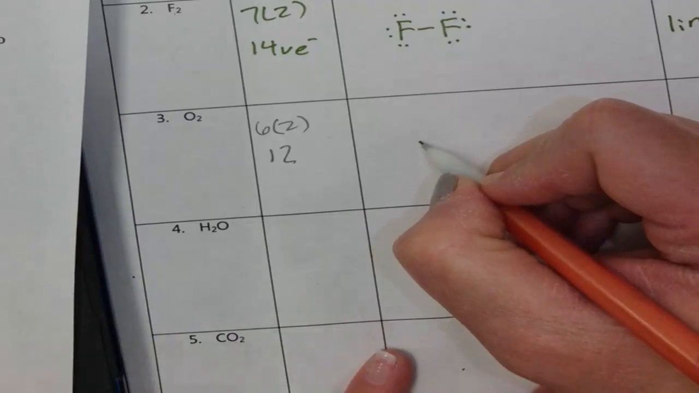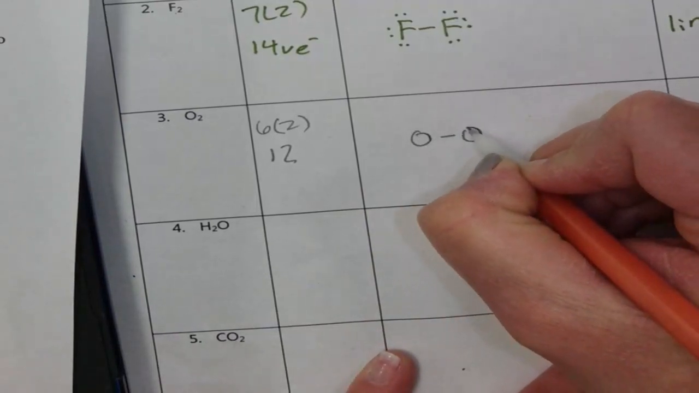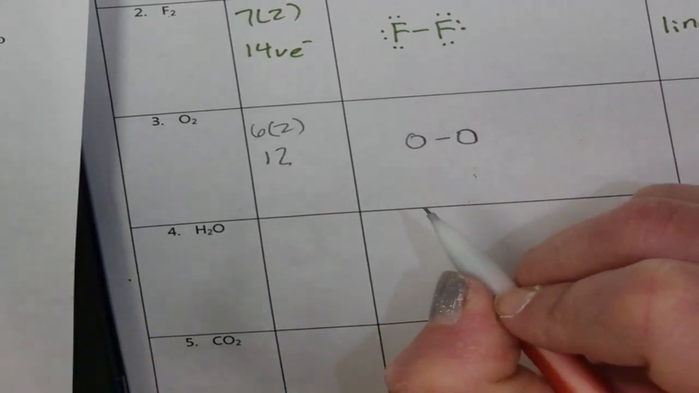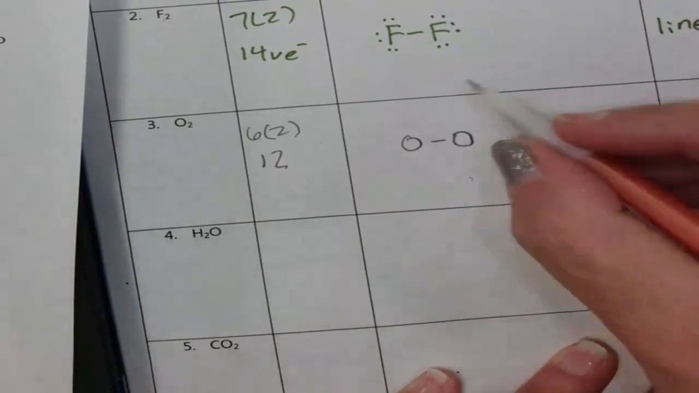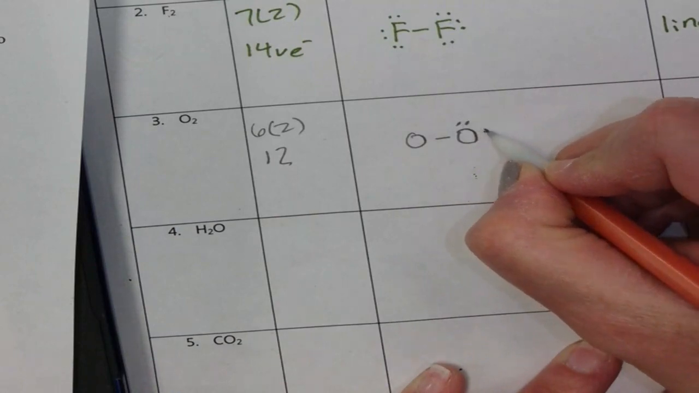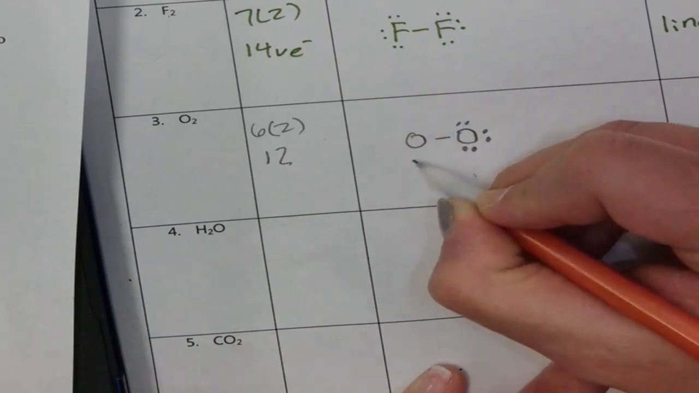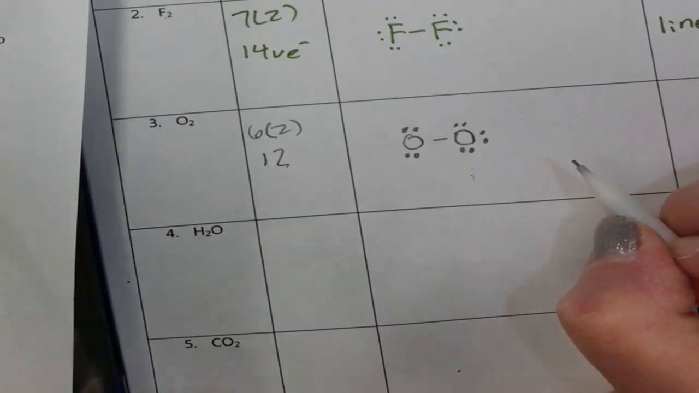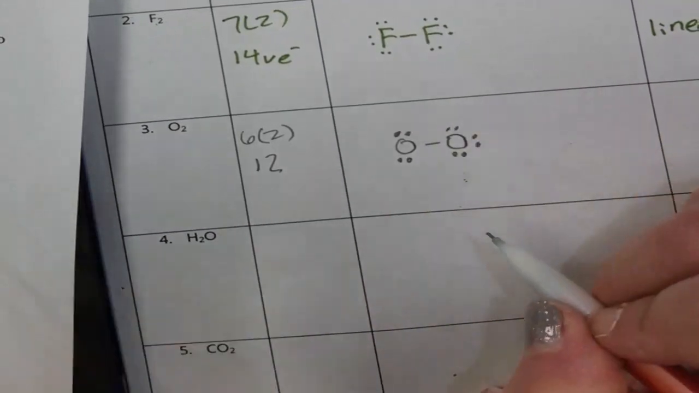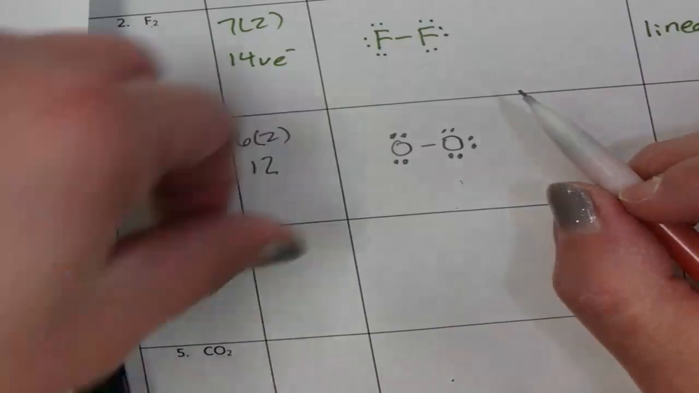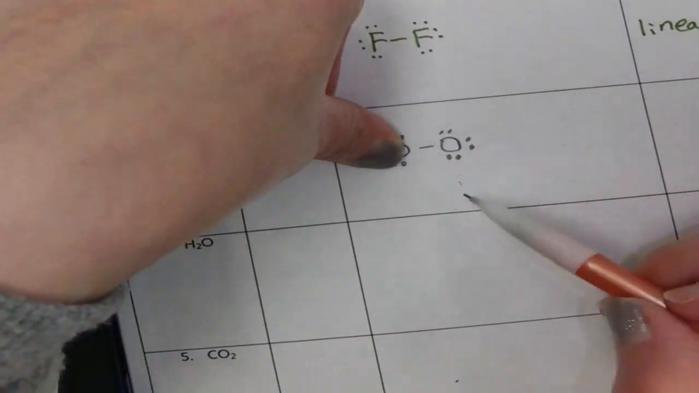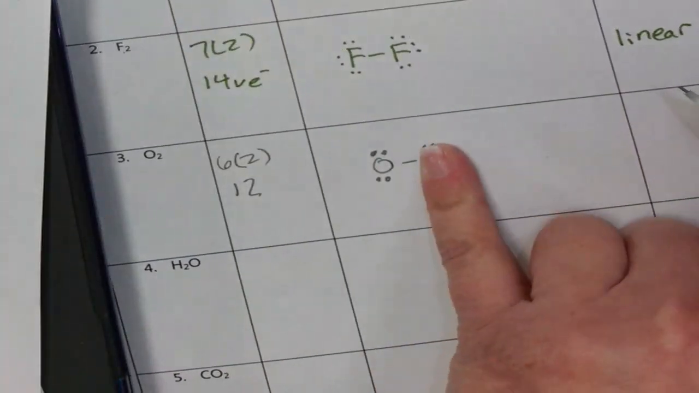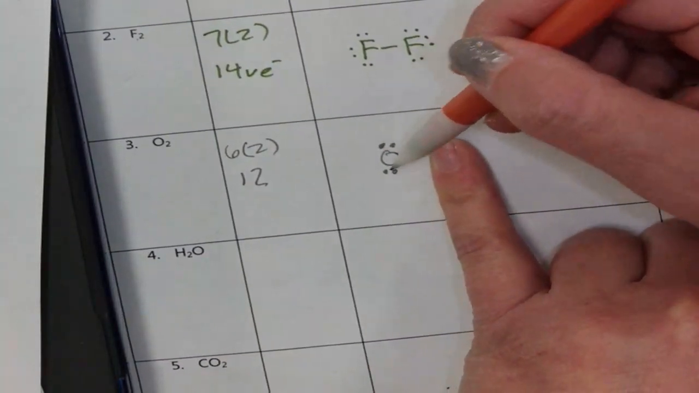So I'm going to start off by drawing my bonding pair. And I'm going to go back and add lone pairs until I get to 12. So I've got 2 already, 4, 6, 8, 10, 12. We add lone pairs, now we stop. Now let's check our octet rules. My oxygen on the right has 2, 4, 6, 8. But my oxygen on the left has 2, 4, 6.